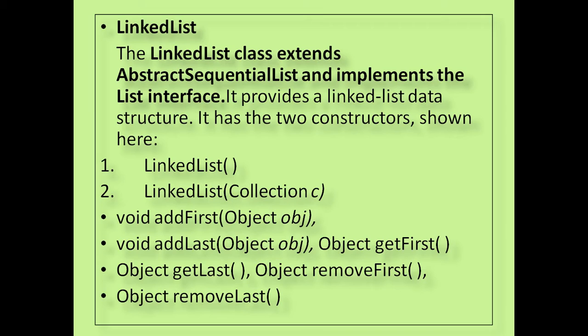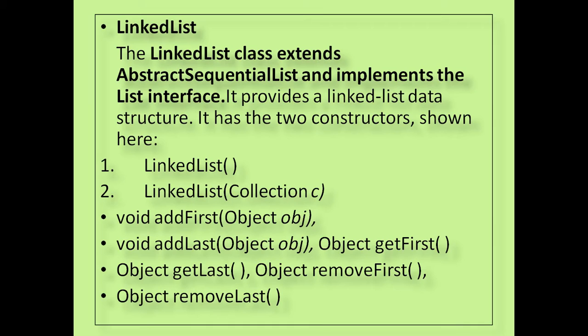The method addFirst takes an object parameter. It is used to add the object at the first index value, and addLast is used to add the object at the last index value of the linked list. getFirst is used to fetch the data of the first object, and getLast is used to fetch the data of the last object of the linked list. removeFirst and removeLast are used to remove the first and last object of the linked list.